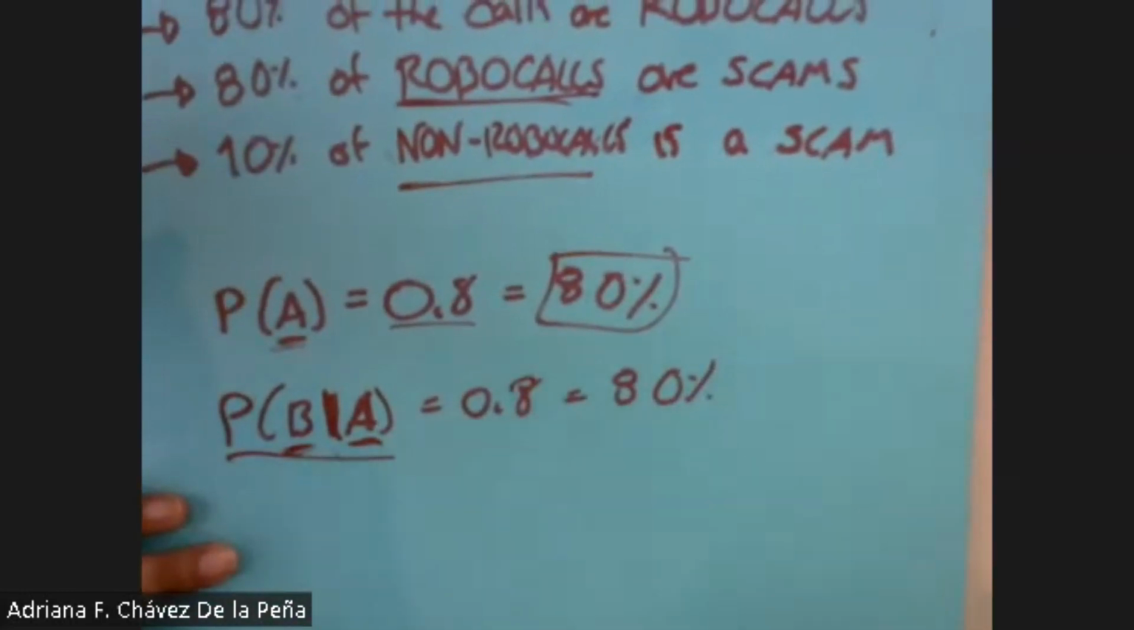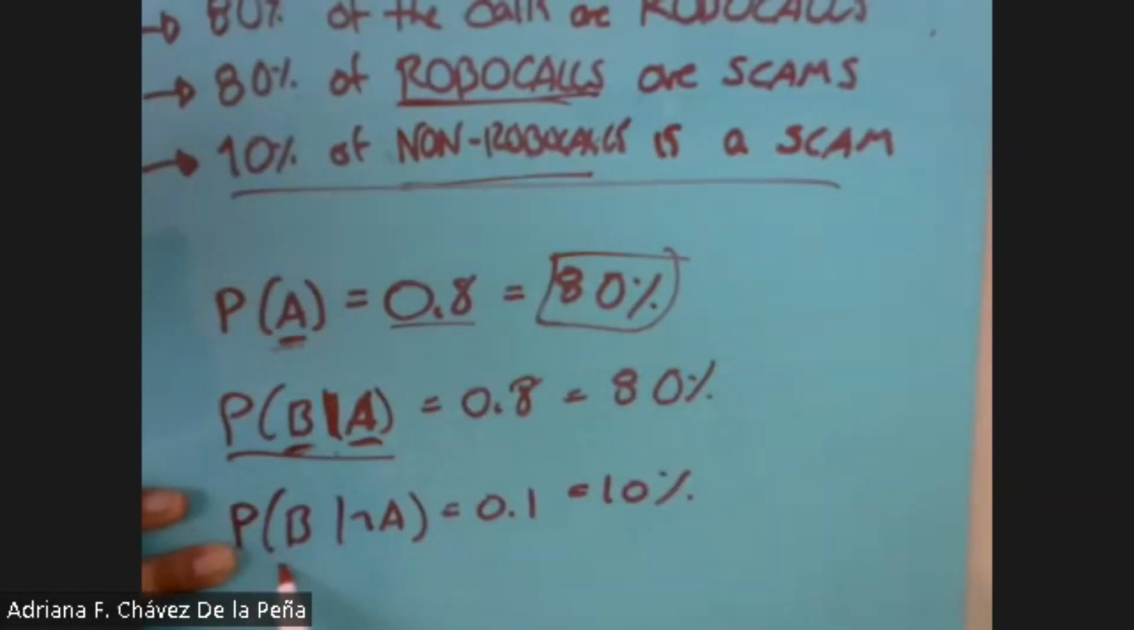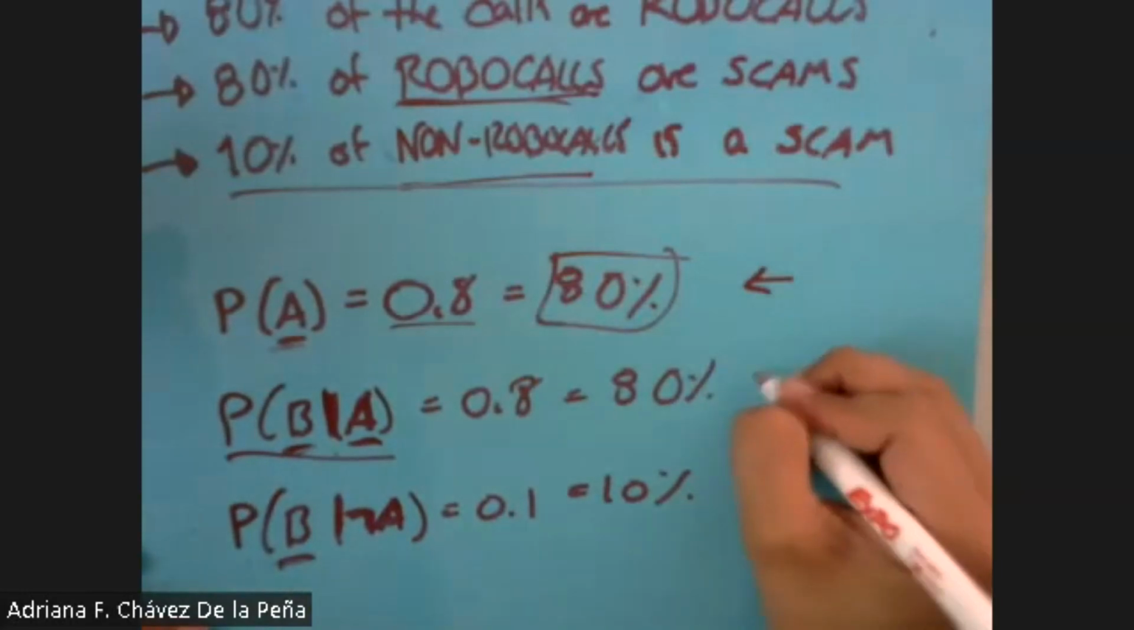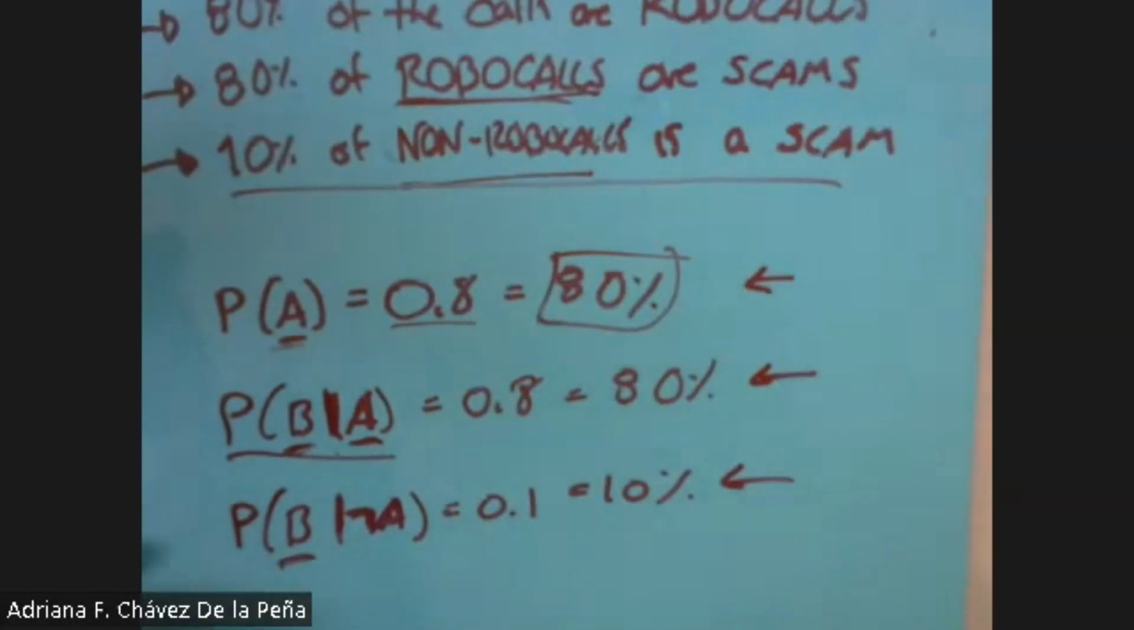That is 0.8. And finally, this last statement here tells us that the probability of the call being a scam, given that it was not a robocall, is 0.1 or 10%. These are equivalent ways of saying this. So these are the three pieces of information we are given. This is the very first part of our problem, trying to locate what the information is.